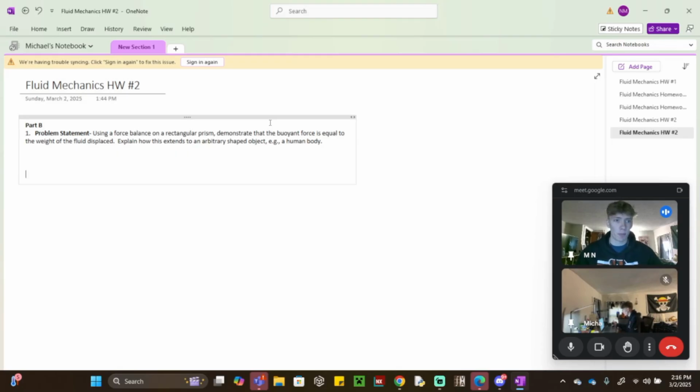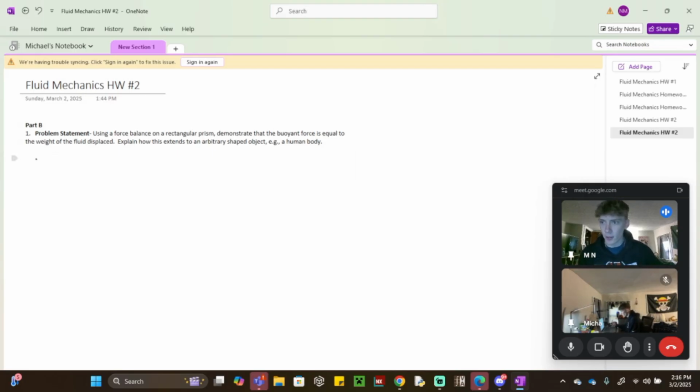So Part B is only one part, and its problem statement is asking: using a force balance on a rectangular prism, demonstrate that the buoyant force is equal to the weight of the fluid displaced. Explain how this extends to an arbitrary shaped object, for example, a human body.